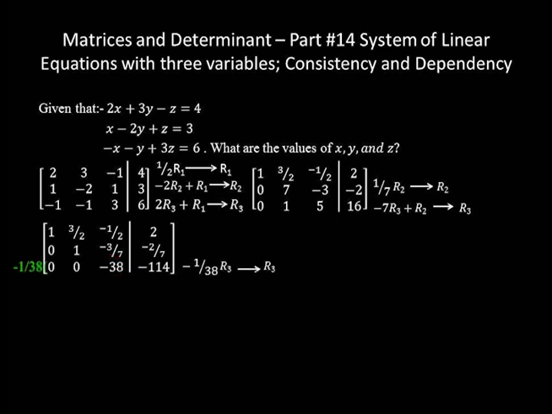Negative 1 over 38 times 0 is 0. Negative 1 over 38 times this 0 is again 0. Negative 1 over 38 times negative 38 is 1. Negative 1 over 38 times negative 114 is 3.